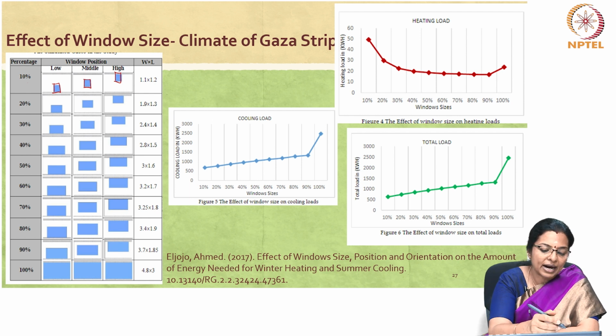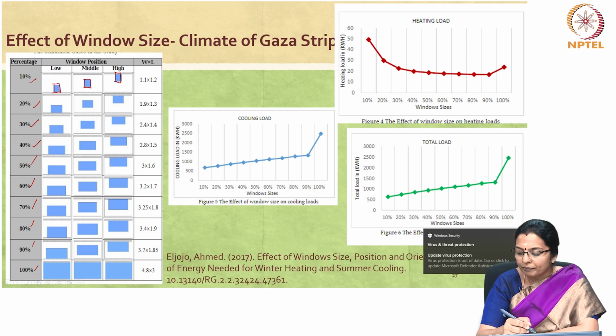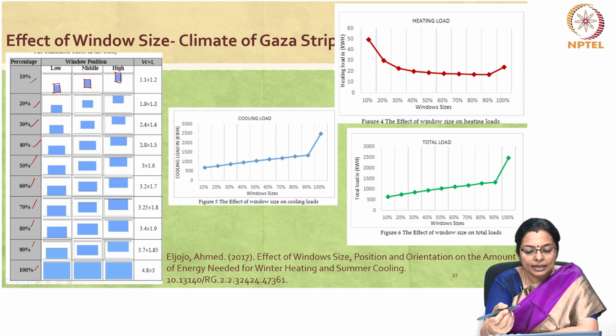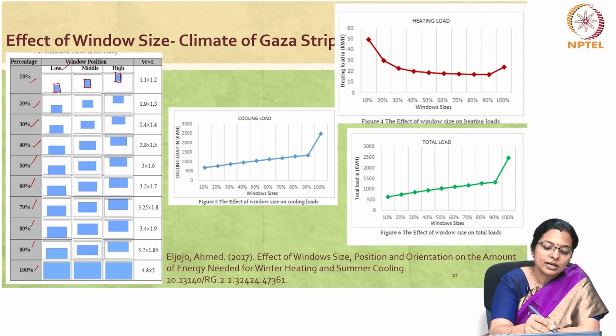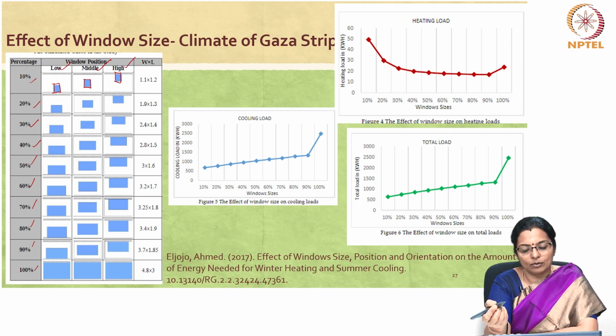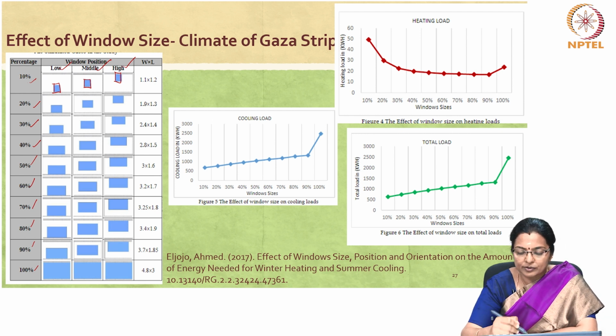In this way, they had a matrix of 10% opening, 20, 30, 40, 50, 60, 70, 80, 90, and as I said, 100% means it's more or less the entire wall. Again, for all these varying percentages, the position of windows was in three zones: low, middle, and high. And then the window dimensions were also recorded.